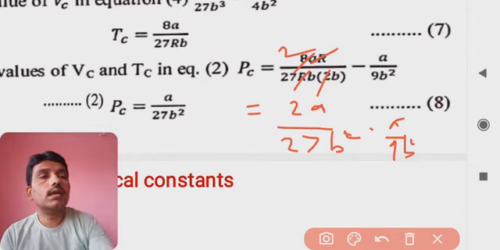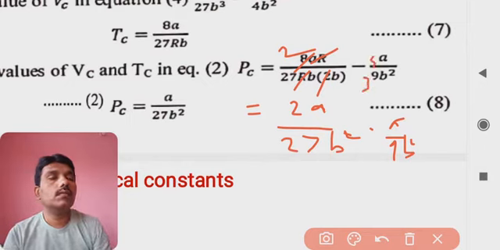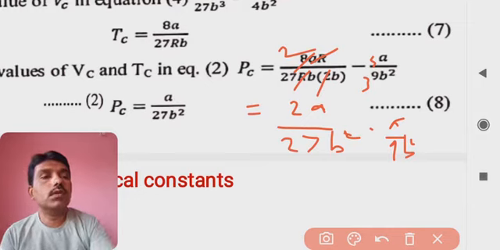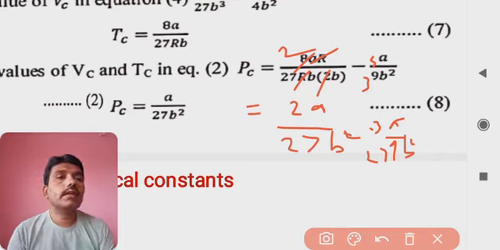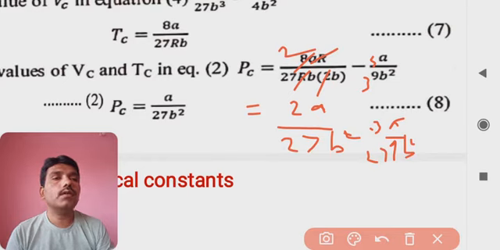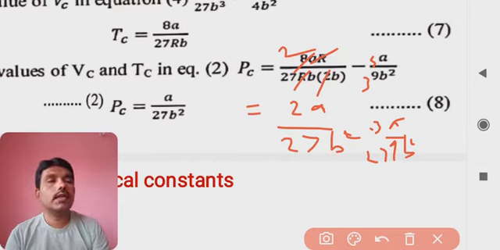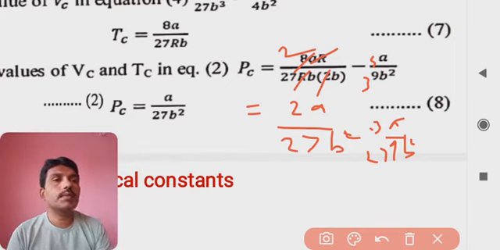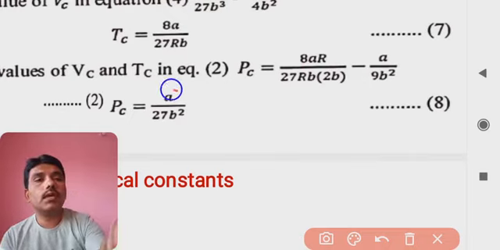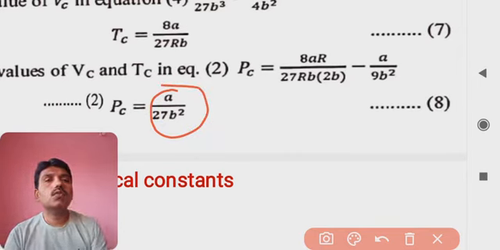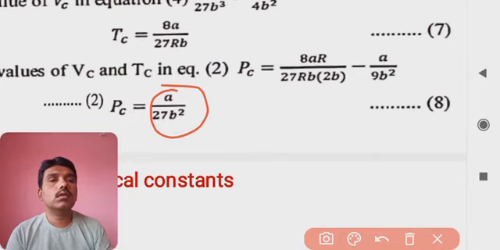If I divide this equation by 3 and multiply by 3, there is no difference in the equation. But then this becomes 3A divided by 9 times 27, that is 27B square. If we solve this one, it will give us 3A minus. Even if we solve it by cross multiplication, we can solve it. In whichever way we solve it, after correction, the value we get here will be A upon 27B square. So this is the value of PC.